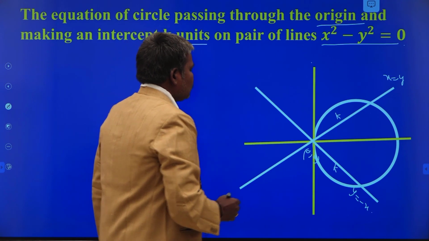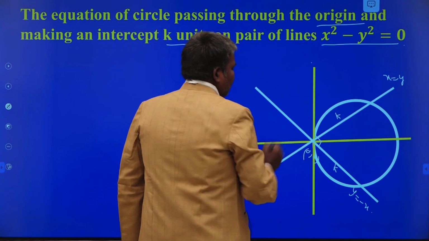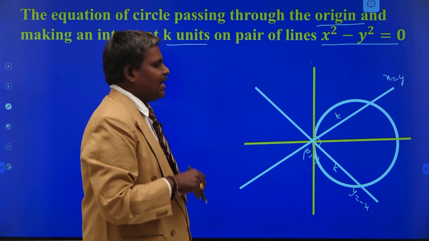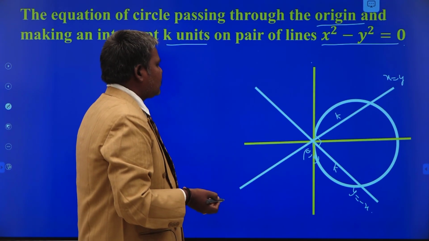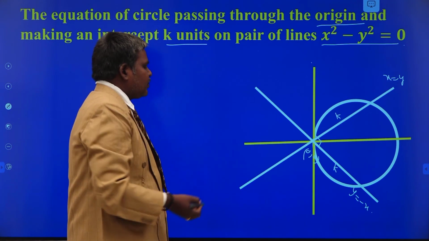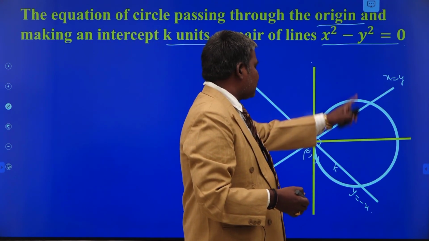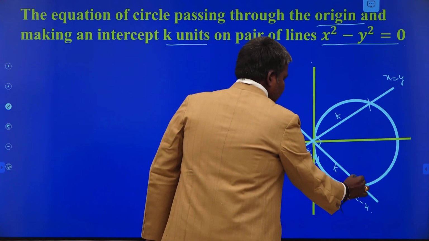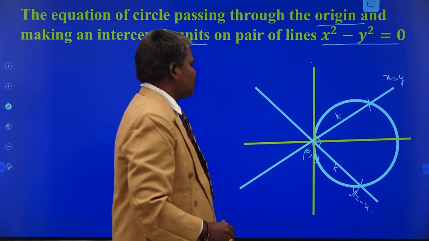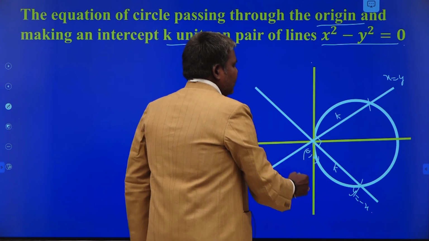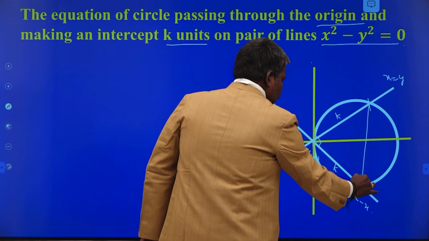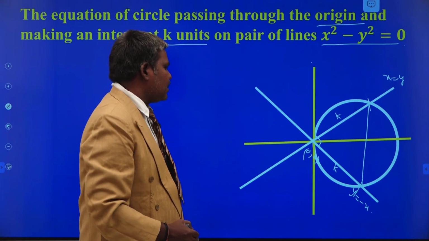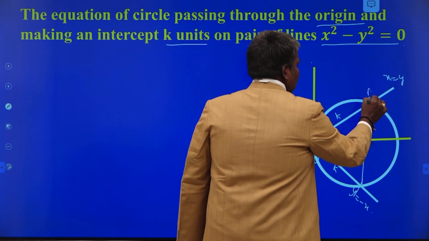Now, my question is, what is the angle here? The angle between the lines x plus y equal to 0 and x minus y equal to 0 is 90 degrees. The angle between the angular bisectors is always 90 degrees. Even just by observation, the angle between these two lines is 90 degrees. This is the first chord intersecting the circle at this point. This is the second chord intersecting the circle at this point. Here the angle is 90 degrees. If you join these two, is it a diameter or not? Because the angle in a semicircle is what? 90 degrees. So this line AB becomes your diameter.